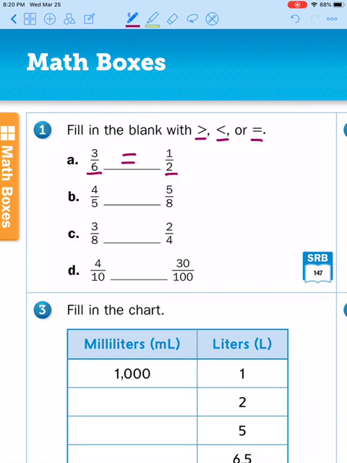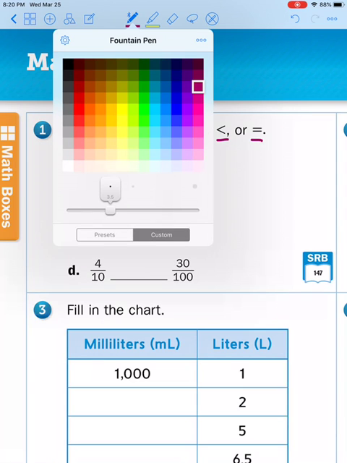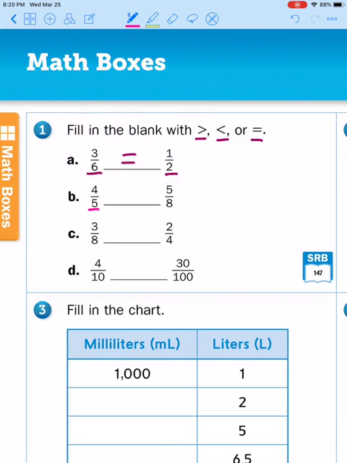So let's look at B. Is 4/5 greater than, less than, or equal to 5/8? So you have to think, I'm going to put the whole number as a fraction next to it. To make this a whole, I would need 5/5. So 4 is pretty close to 5. And to make 5/8 a whole, I would need 8/8. And 5 is not as close to 8. So 4/5 is greater than 5/8.